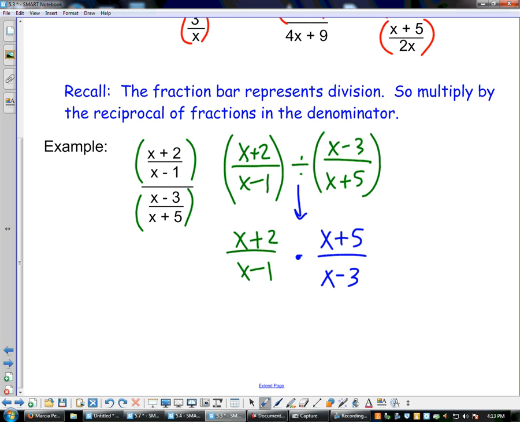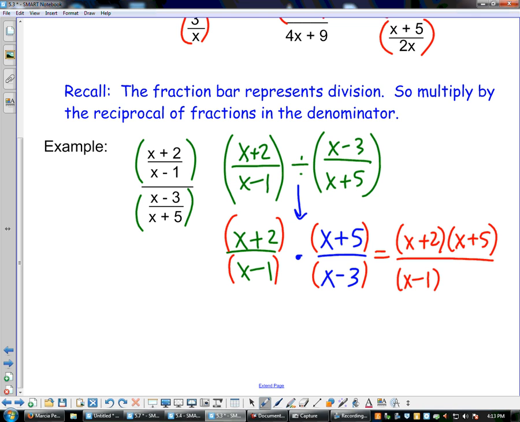Okay, so I'm going to multiply. If you remember back from our multiplication, I have these factors here multiplied by each other. So I'm going to multiply the top. So this will become x plus 2 times the quantity of x plus 5. And then on the bottom, I'll have x minus 1 times x minus 3. Now, there are no factors that are the same in the top and bottom, so I can't cancel anything.